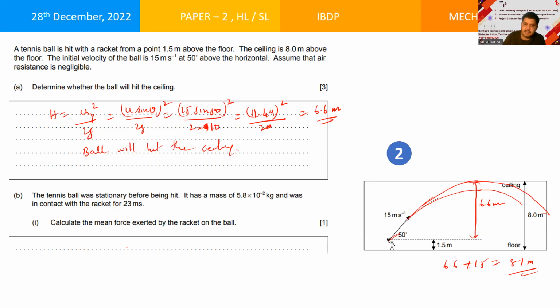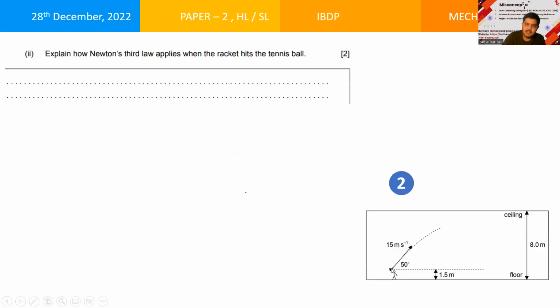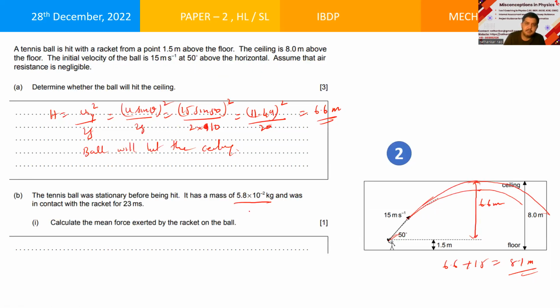Then do not write just the answer. You won't get marks if you just write the answer. This working should be shown. The tennis ball was stationary before being hit. It has a mass of 5.8. Mass is given to you and it was in contact for a time. This much is given. Calculate the mean force.